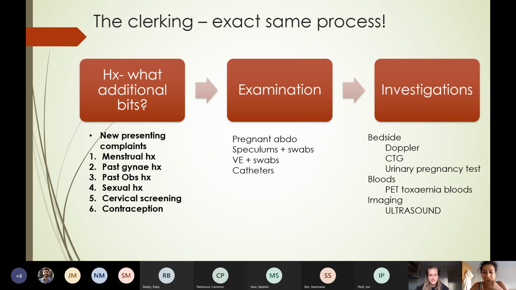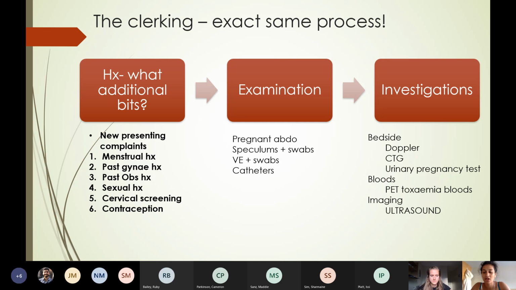Anything else? Yeah, okay, so you've got most of them. Pregnant abdomen, speculum and VE plus swabs and catheters. So if you're on obs and gynae right now, I would basically recommend getting those done over and over again.